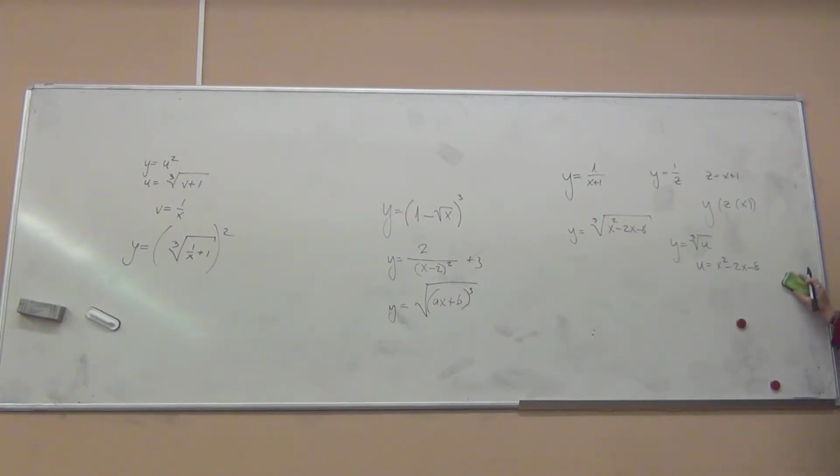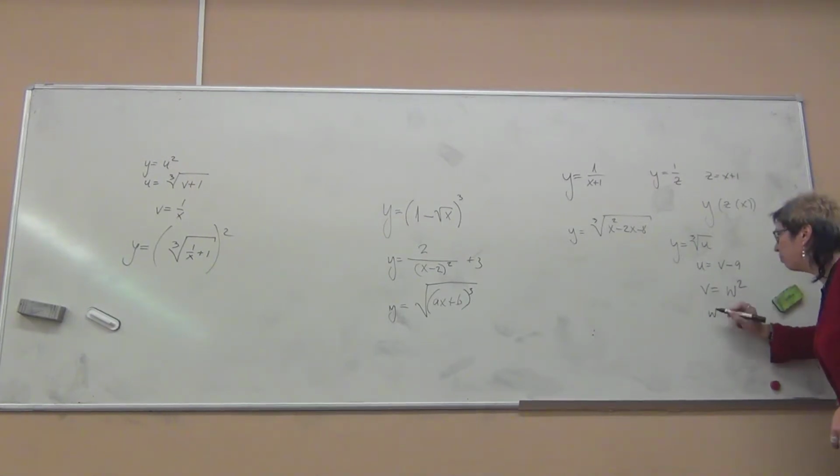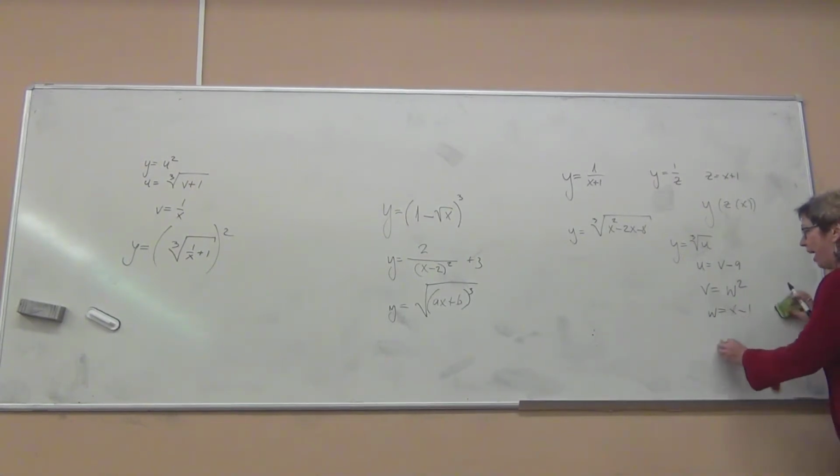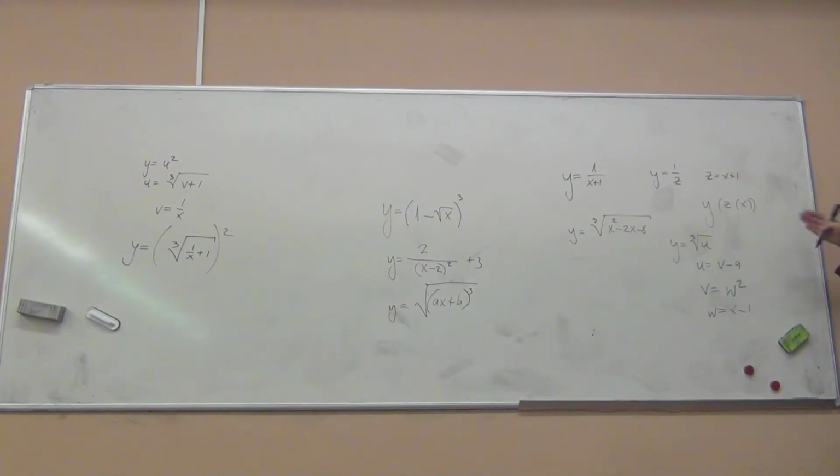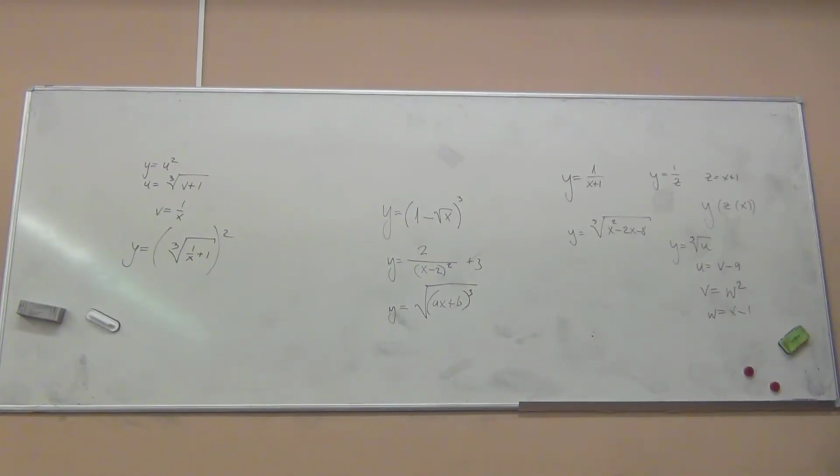But I might do something like this. For example, u is v minus 9, v is x minus 1 squared. Something like that. Or I could say, all right, v is w squared and w is x minus 1. I can actually build a function consisting of 4 functions if I want to complicate things.